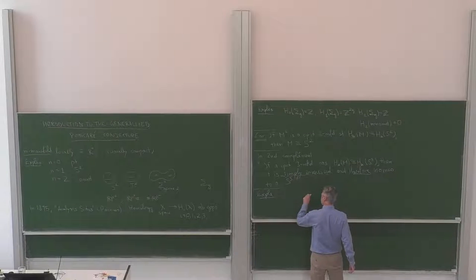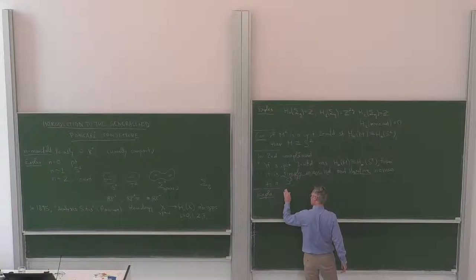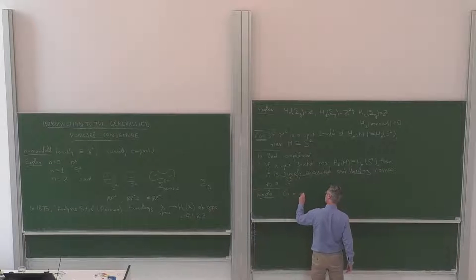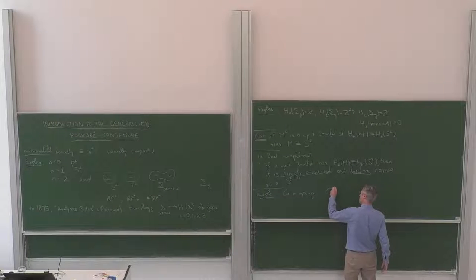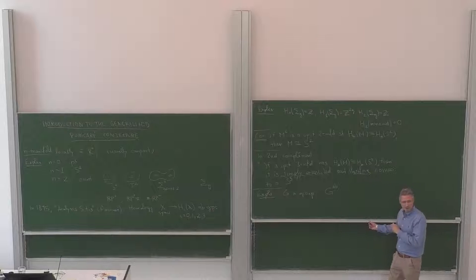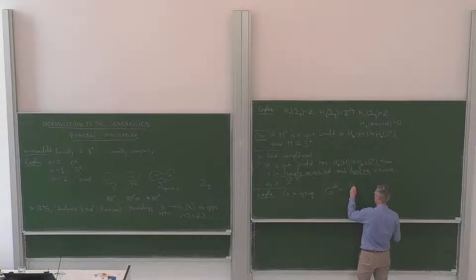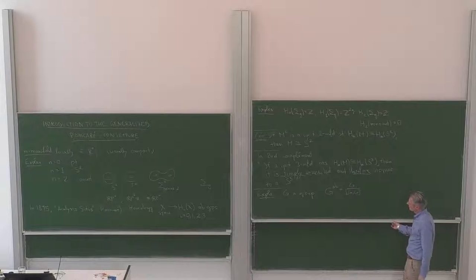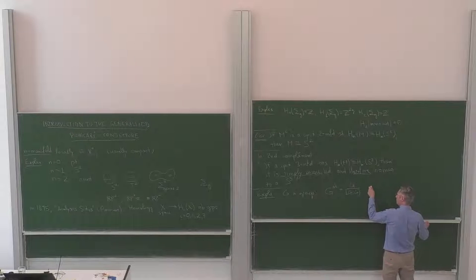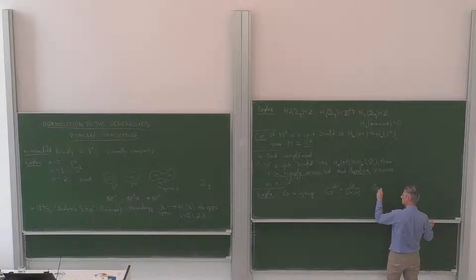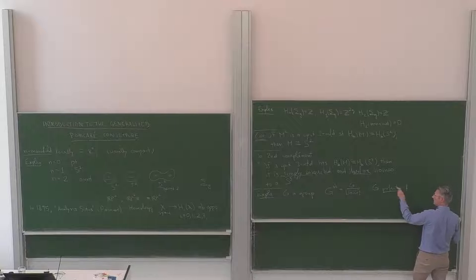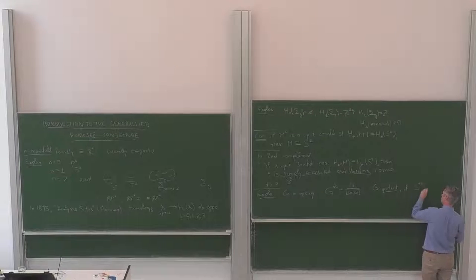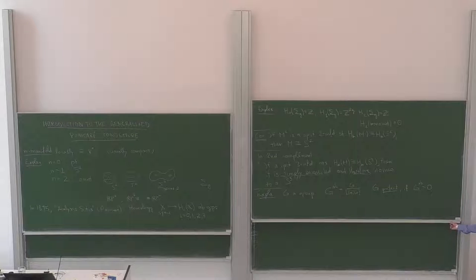So let's see. Let me start. Let G be a group. Then you can construct its abelianization. So you make it commutative just by dividing out by its commutator subgroup. And then you can also create some language. In group theory, a group is called perfect if this abelianization is in fact trivial.